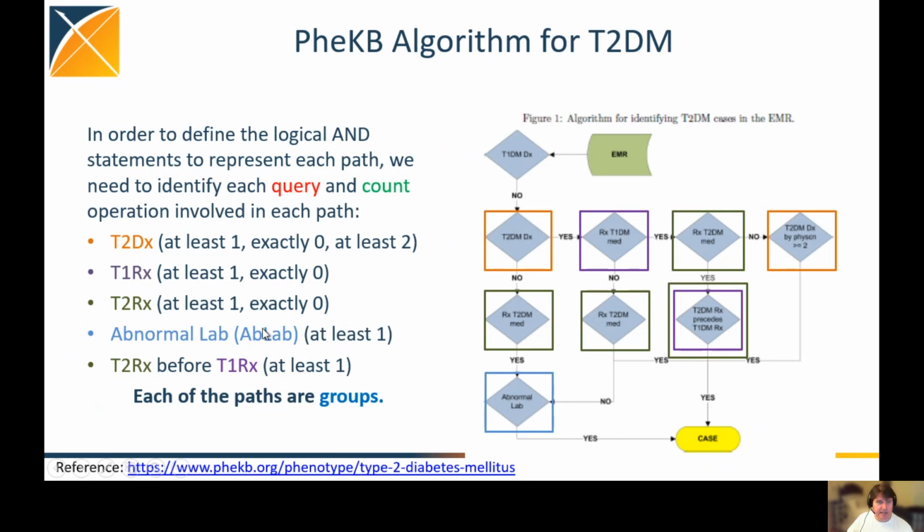The other interesting case of this flowchart is that there is actually a case where we're looking for 2 records in observational data, where the type 2 diabetes exposure or the drug treatment is before the type 1 diabetes treatment. And that is in this case right here. Each of these paths are groups. And in order to find all the cases, we're going to use a group of ORs for each path, and each path is going to consist of a series of ANDs.